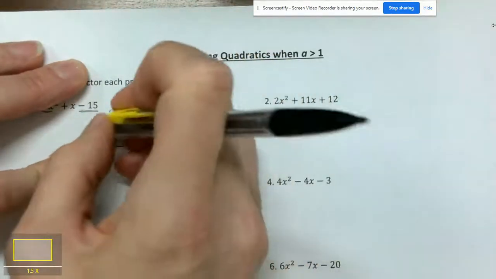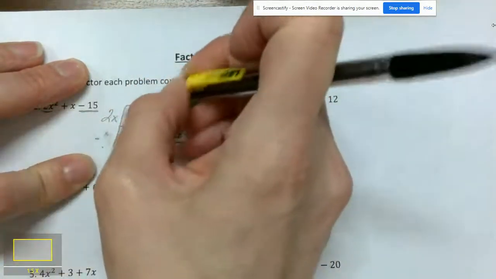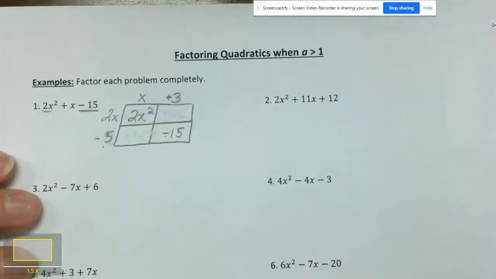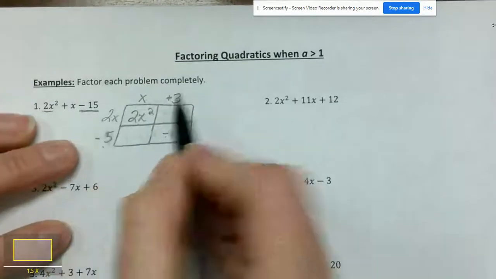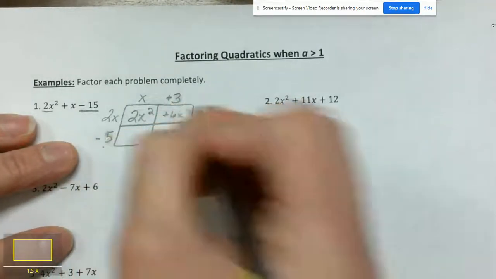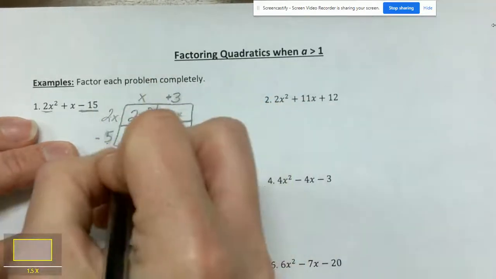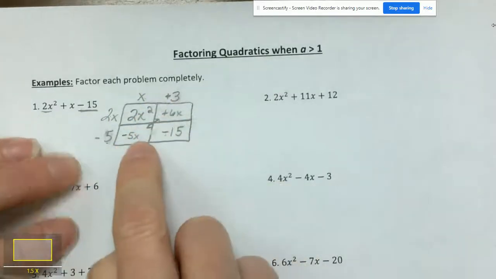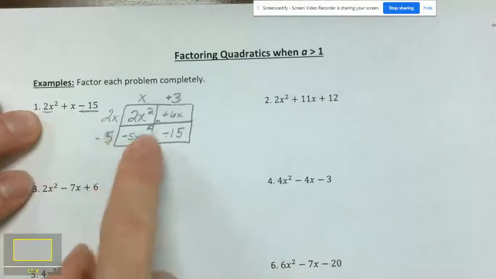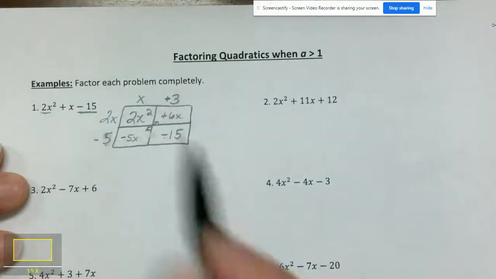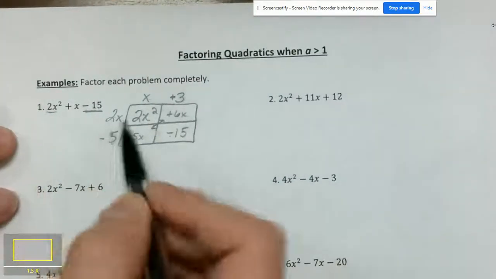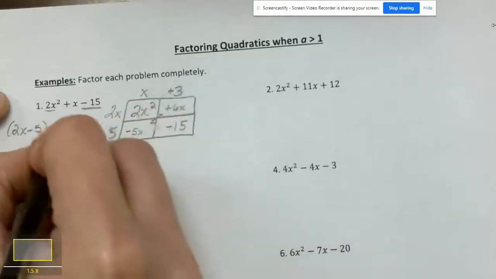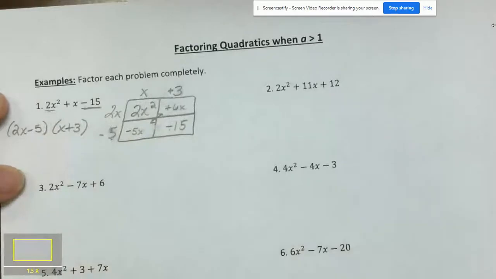So what if I switch these? What if instead of the 3 down there, I put the 3 up here and I put the 5 here? Let's try that. Okay, 2x times 3, that's a positive 6x. Negative 5 times x, that's a negative 5x. And when I put these two together, 6 minus 5, that's 1x. So this is the one that works. Now, once you find this, you write down what's out here, 2x minus 5, and then you write what's up here, x plus 3. And that would be your answer.